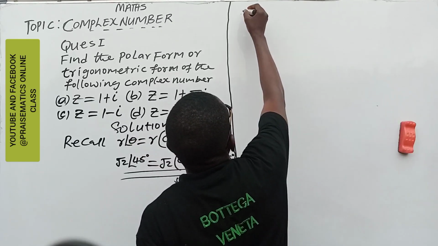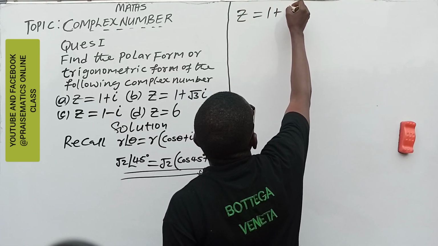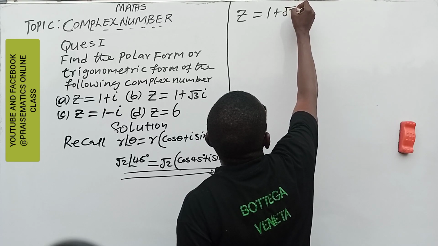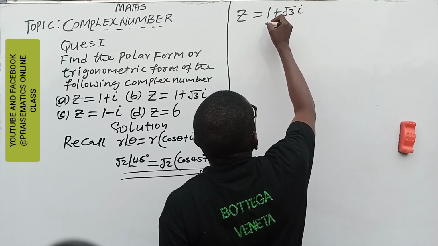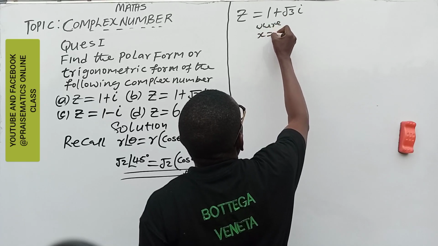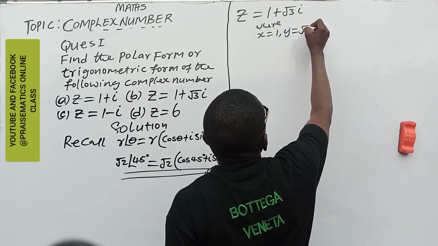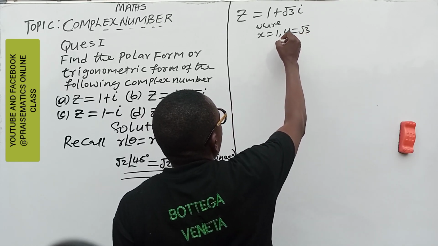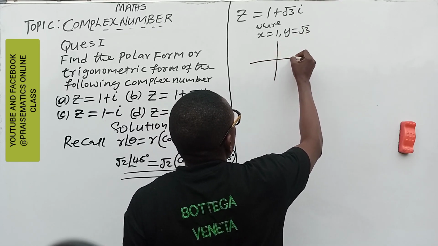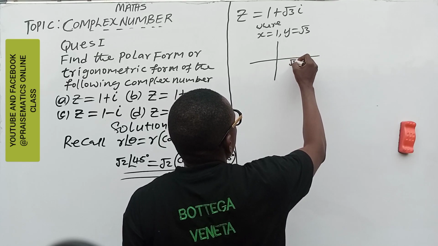The second one says that z is equal to 1 plus root 3i, where x equals 1, y equals root 3. First step is what? Put it in your Argand diagram. Let's just assume that this here is root 3.